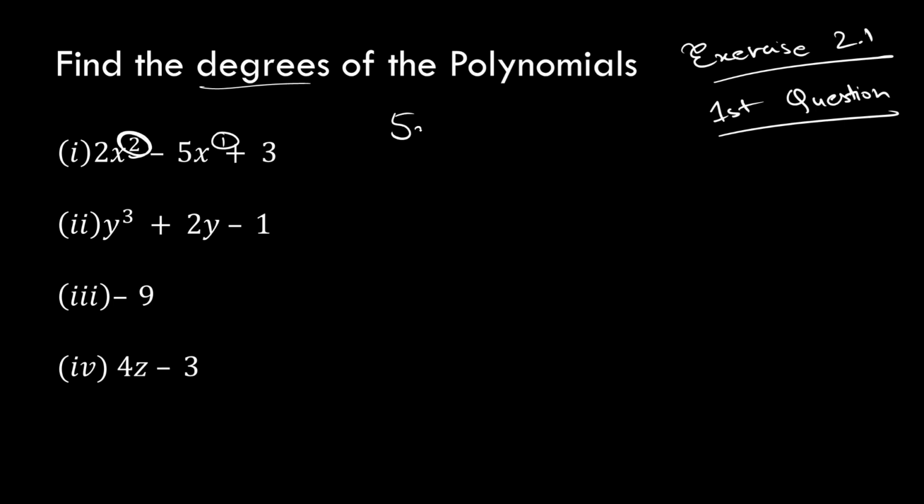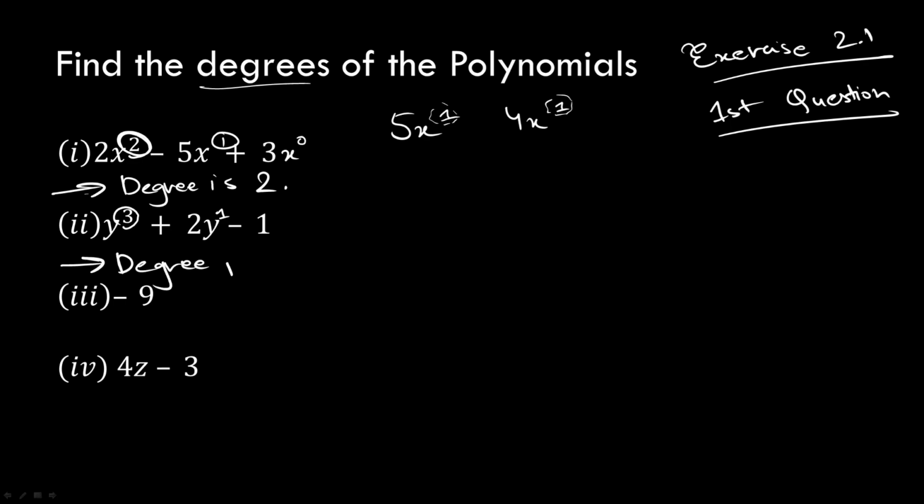Whenever we see any term like 5x, 4x, where there is no power written, we imagine that this power is 1. And if this is a constant, then it basically means that it is the variable to the power 0, since anything to the power 0 is 1. So the answer of this is degree is 2. Next we can see y to the power 3, then 2y raised to the power of 1 and minus 1. So the highest power is 3, so we can write here degree is 3.